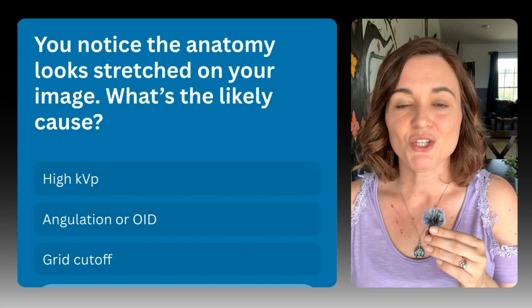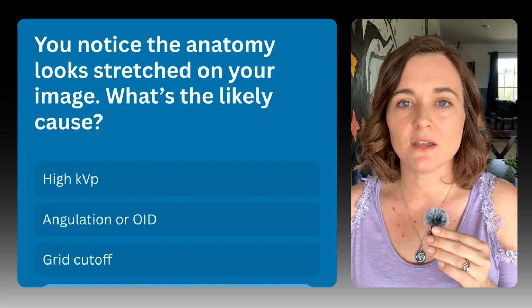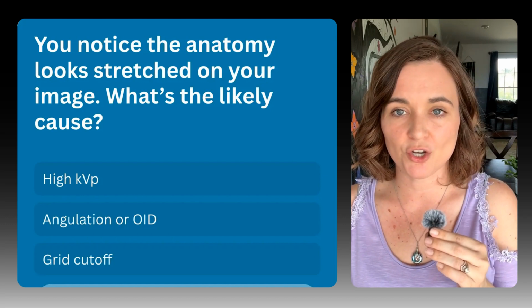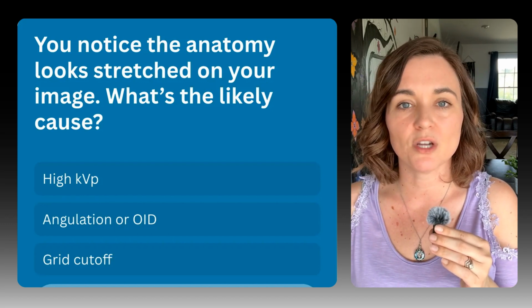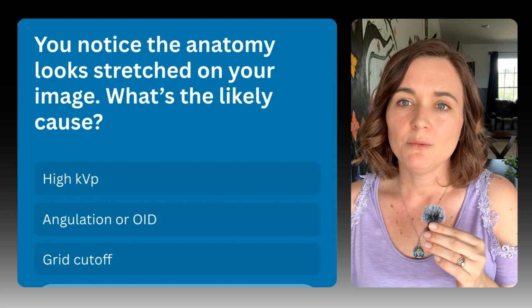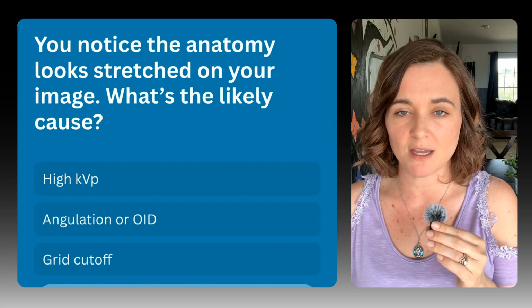Question 6. You notice the anatomy looks stretched on your image. What's the likely cause? A, high KVP, B, angulation or OID, or C, grid cutoff? The answer is B, angulation or OID. Both can lead to distortion that changes how anatomy appears in shape or size. Nice work. Now let's take that momentum and apply it to how factors show up in clinical practice.